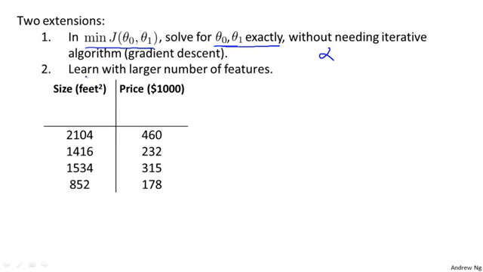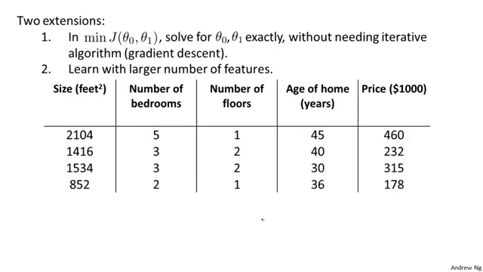Second, we'll also talk about algorithms for learning with a larger number of features. So far we've been learning with just one feature, the size of the house, and using that to predict the price. So we're trying to take X and use that to predict Y. But for other learning problems, we may have a larger number of features.